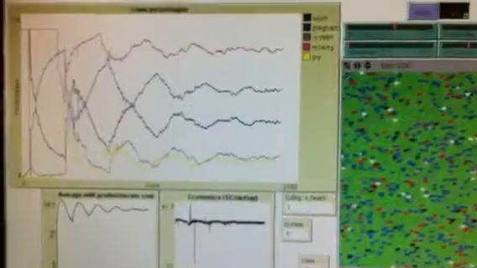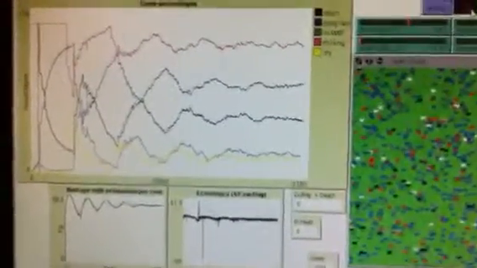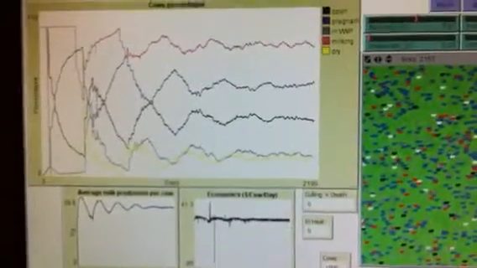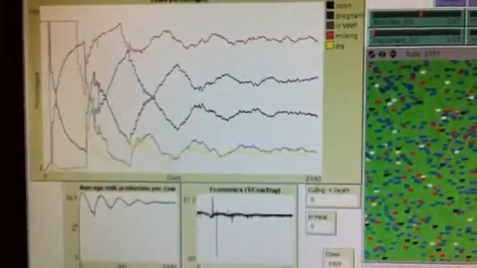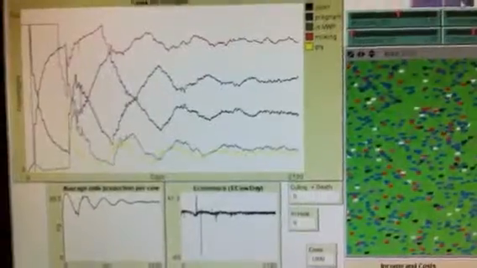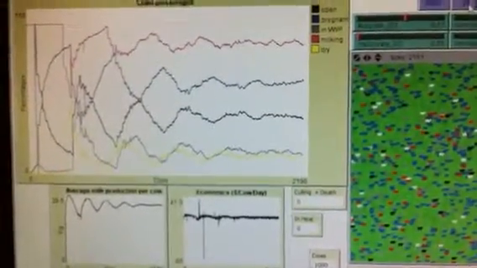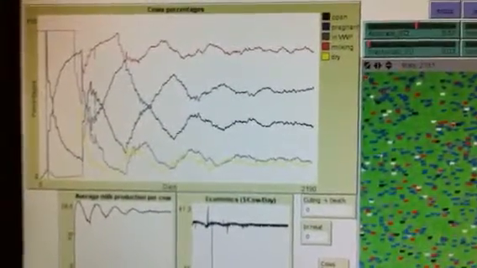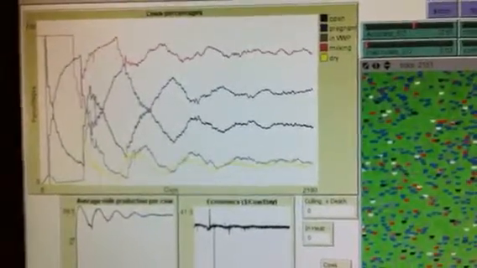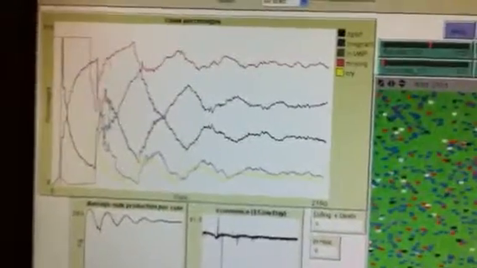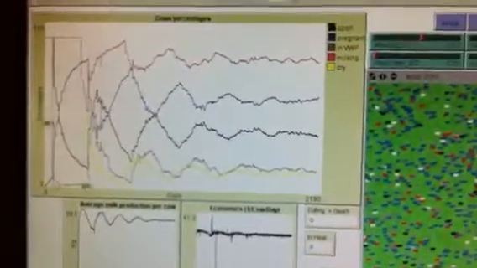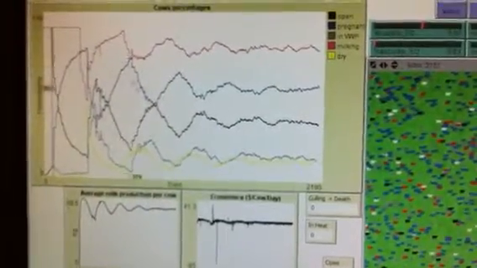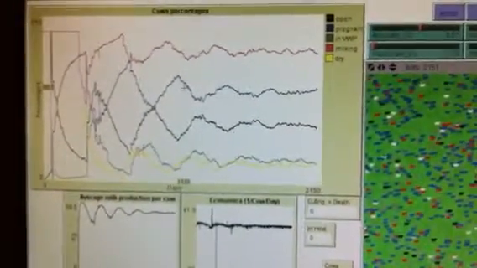You can see that after about 2,000 days, my model has reached a steady state. So there is minimal variation, normal variation, because this is a stochastic model. So there are deaths and purchases, and cows going dry and cows calving every day. So there is change, but now the model has stabilized. So we don't see these big swings in the proportion of cows anymore.